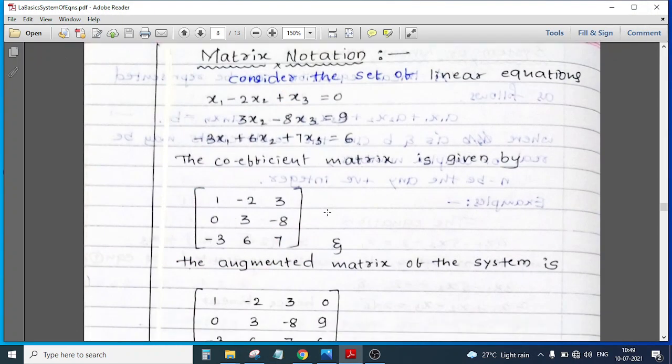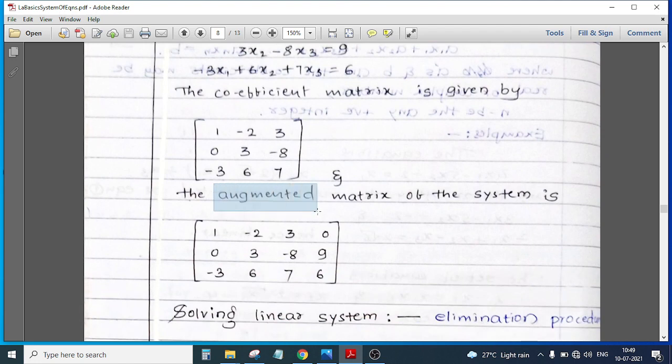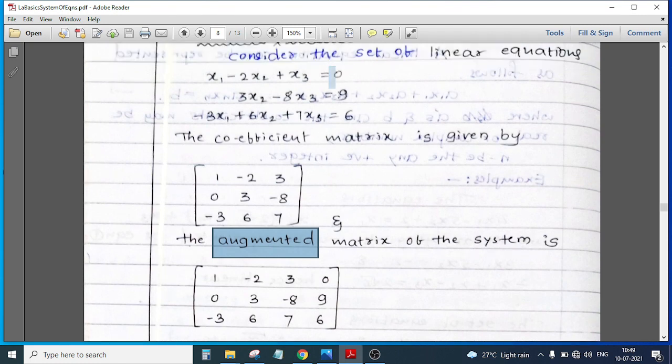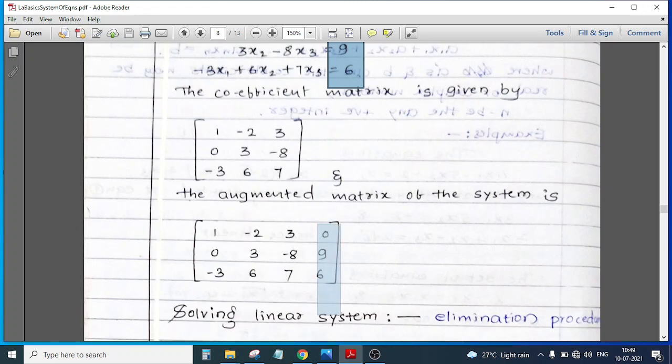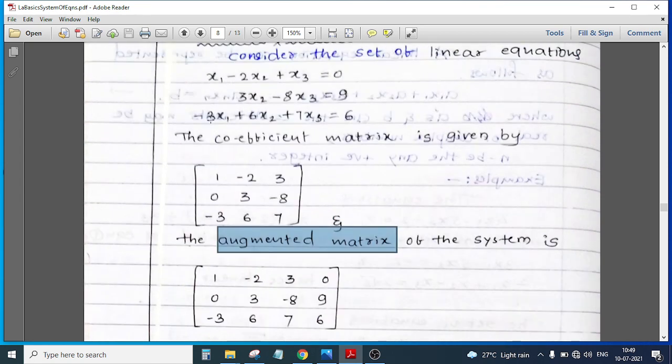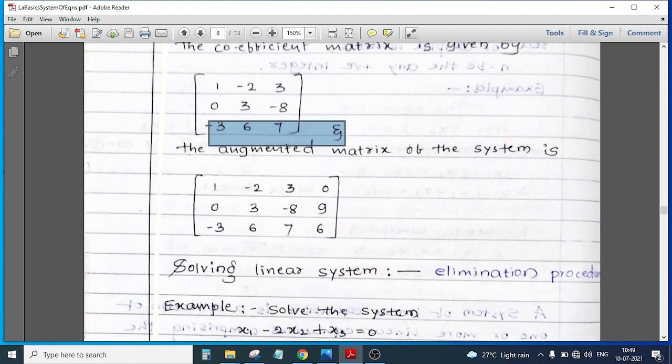Similarly, the next very important thing we have is the augmented matrix. Now what could the augmented matrix be? To this coefficient matrix, if we add our constants, which are nothing but 0, 9 and 6. So see here, we have added our constants 0, 9 and 6. When we expand our coefficient matrix by adding the constants, that matrix is called an augmented matrix. So this is the difference, friends, between the coefficient matrix and the augmented matrix.